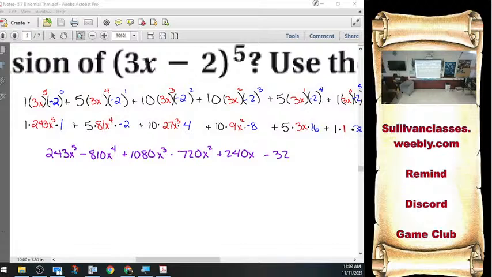Is that a multiplication sign between 1080 and 720? Minus. It's a really tiny minus.